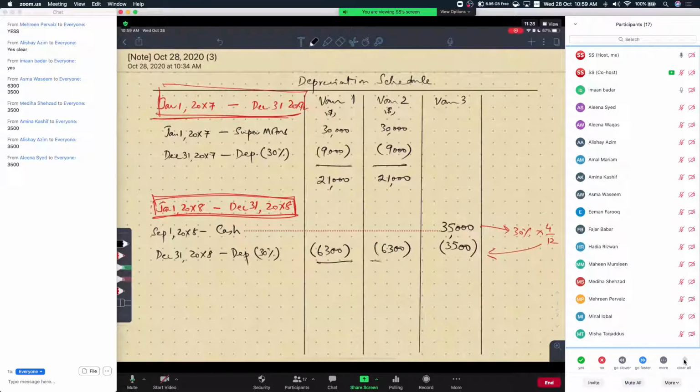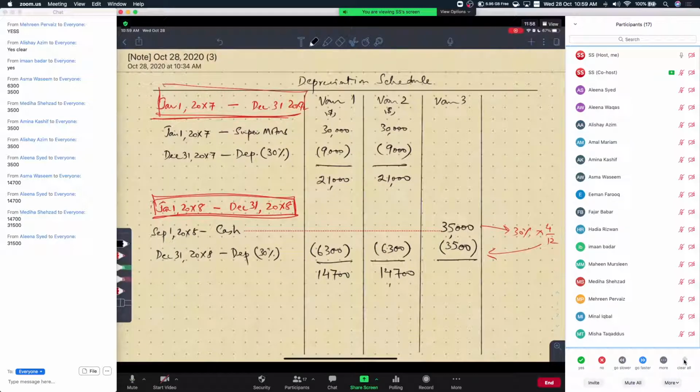And now we are going to calculate the net book values. So can you quickly tell me the net book values? 14,700, Asma, thank you. 14,700. And what about the third one? Third van? 31,500. Thank you, Asma. $31,500. So we have the net book values.